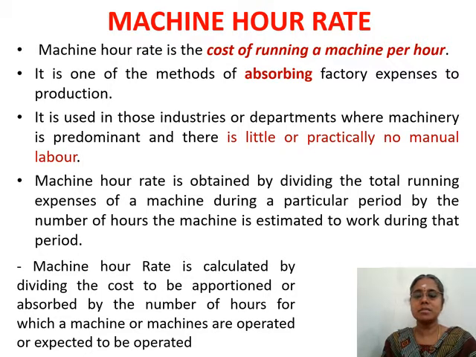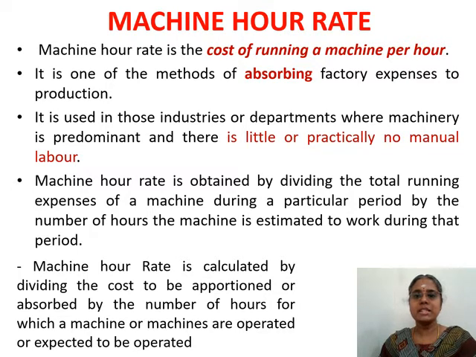Usually it is calculated per year. It is common practice. When you start a concern, you can estimate it for a month, then 6 months, and then you can stabilize it for a year. So machine hour rate is calculated by dividing the cost that is to be apportioned. There you have apportioned for various products. Here you have all the costs, but you don't know what to do. So all the costs are summed up for that particular machine, divided by the number of hours, will give the machine hour rate.